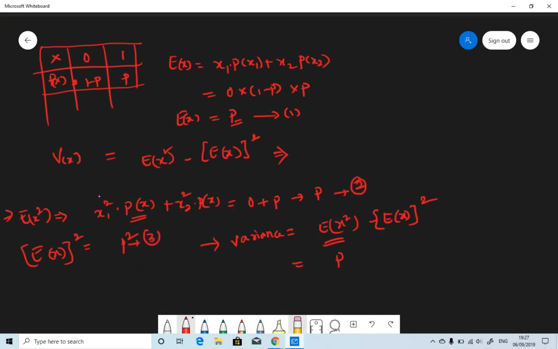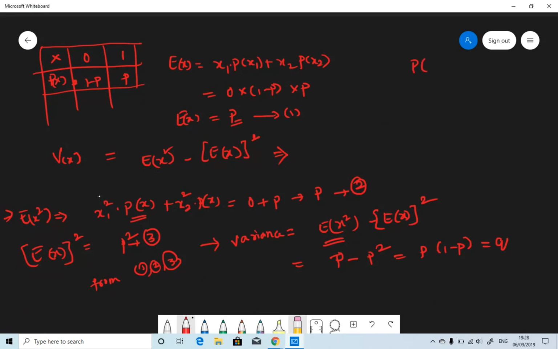This is 3. From 1, 2 and 3, what am I getting? This is P minus P square. So P into 1 minus P. Can I write it as this?